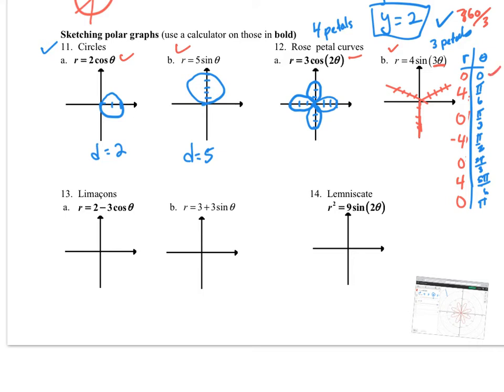Well, you plug in some values. So set up a T-chart with these as your r values and these as your theta values, and then go ahead and find your r values. So at pi over 6, I'm going to go out by 4. What's happening here is that I'm going to get a petal this way, then a petal this way, then a petal this way. So that's what you end up with. That would be your rose petal curve.